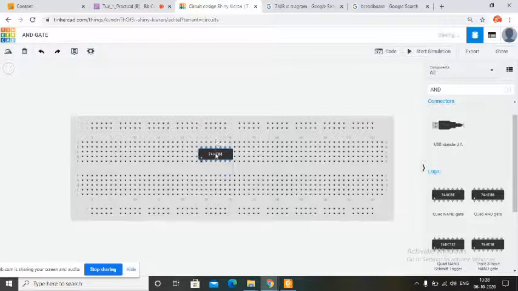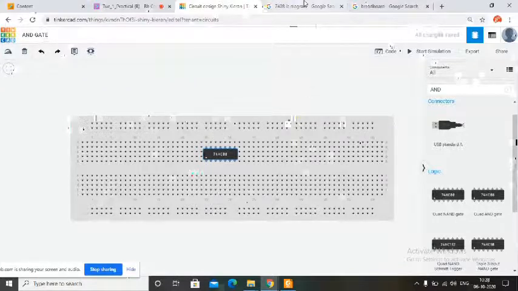So you can't place it like this. Why? Can you place this IC like this? No, because I don't know, sir. These dots are interconnected.